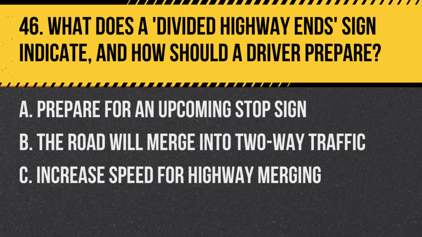Question 46. What does a divided highway end sign indicate, and how should a driver prepare? A. Prepare for an upcoming stop sign. B. The road will merge into two-way traffic. C. Increase speed for highway merging. Answer: B. The road will merge into two-way traffic. A divided highway end sign means the road will soon merge into a two-way traffic pattern.